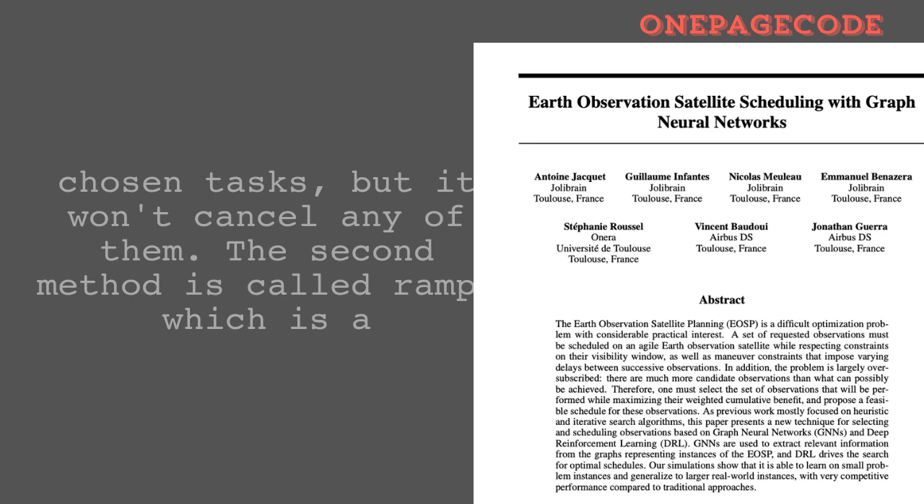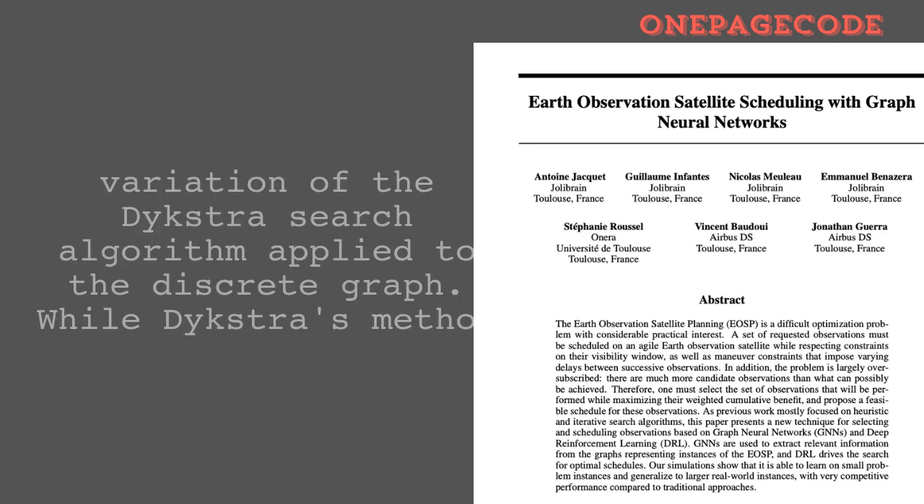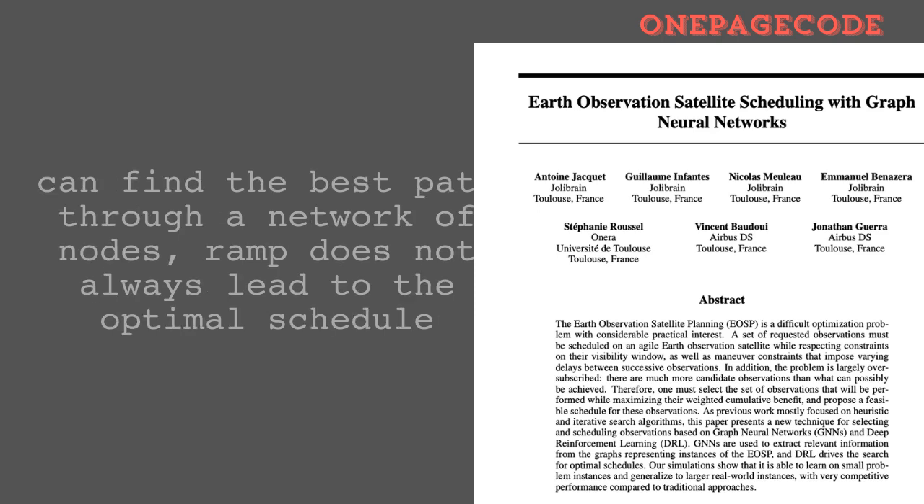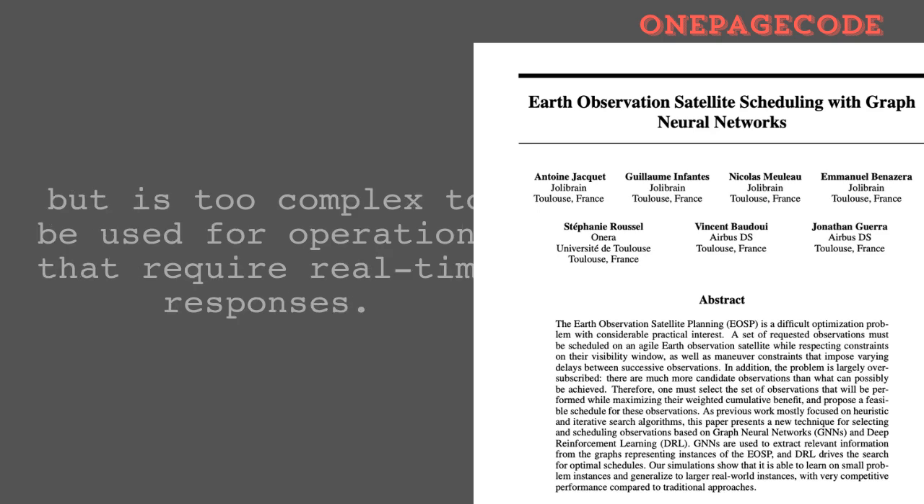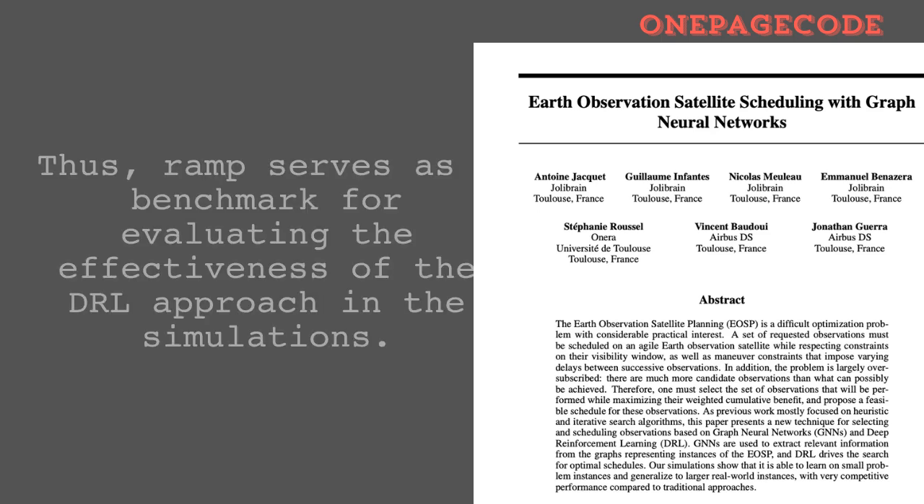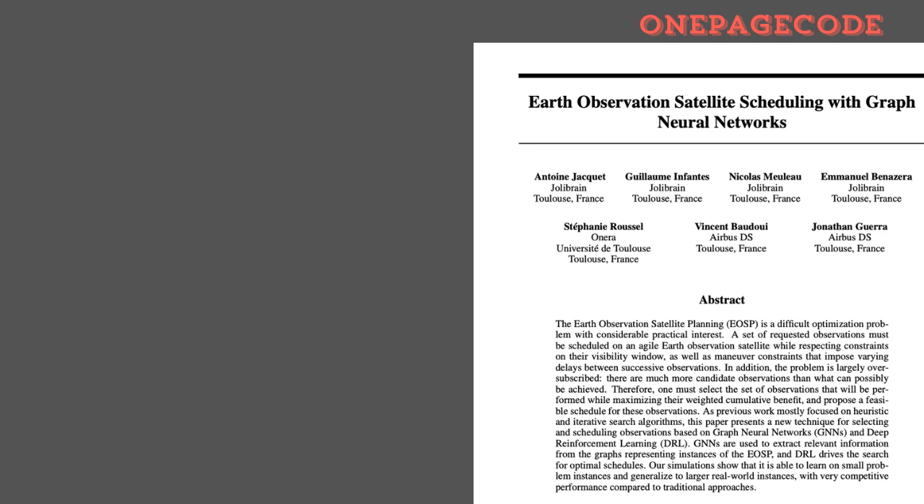The second method is called ramp, which is a variation of the Dijkstra search algorithm applied to the discrete graph. While Dijkstra's method can find the best path through a network of nodes, ramp does not always lead to the optimal schedule due to some limitations in its design. This algorithm offers reliable schedules for actual problems but is too complex to be used for operations that require real-time responses. Thus, ramp serves as a benchmark for evaluating the effectiveness of the DRL approach in the simulations.